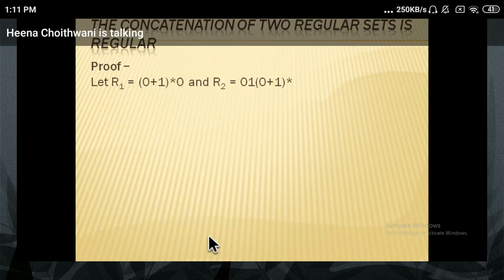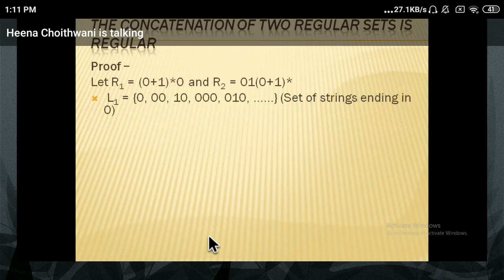Please check. We have two regular expressions. (0+1)*0, that is the union of 0 and 1, its star, and concatenation with 0. And my second expression is 01(0+1)*, which means concatenation with the star of the union. Okay, we have to prove that concatenation of these two expressions is regular.